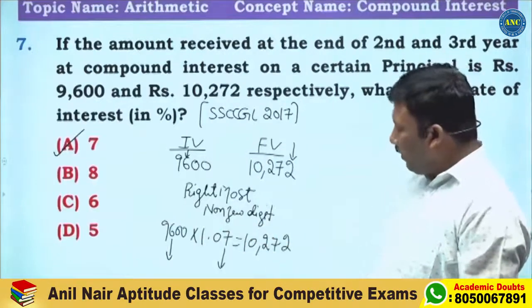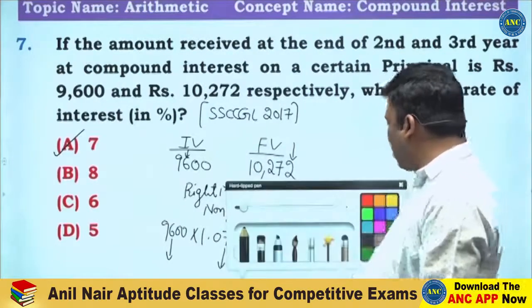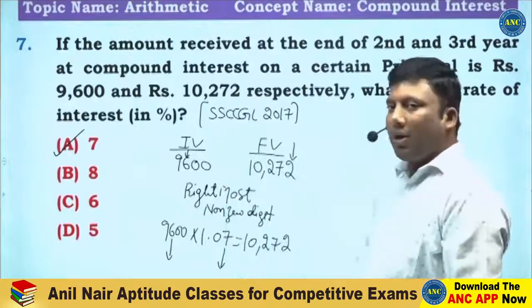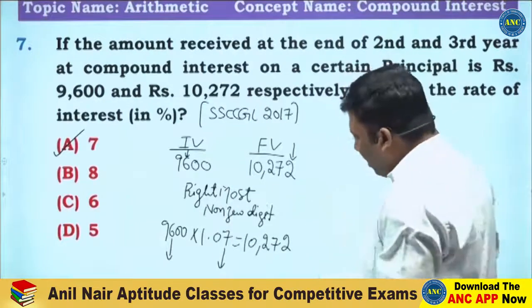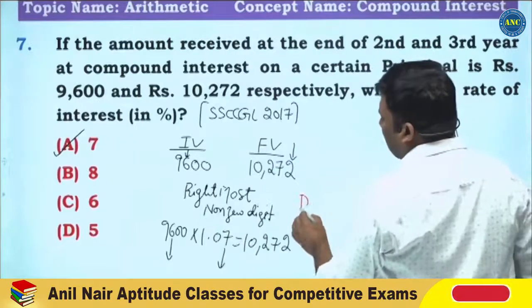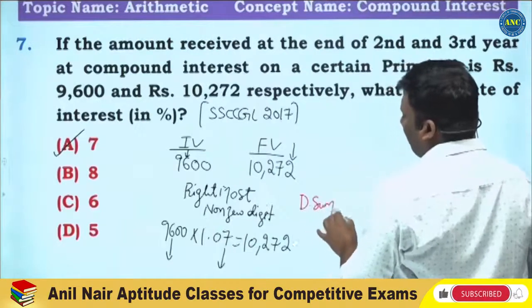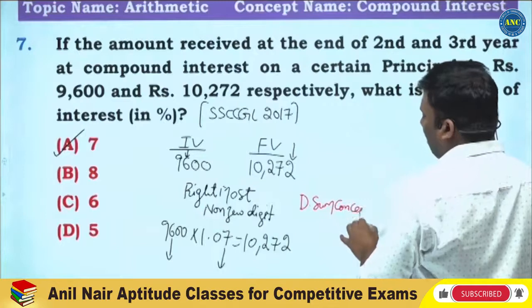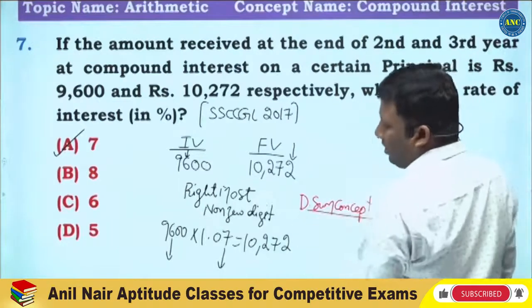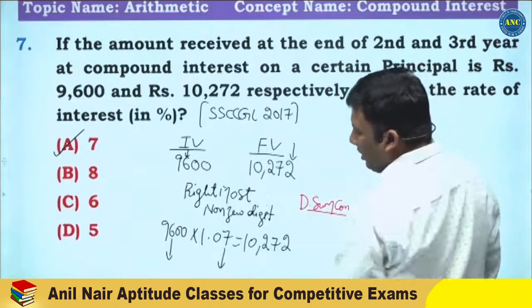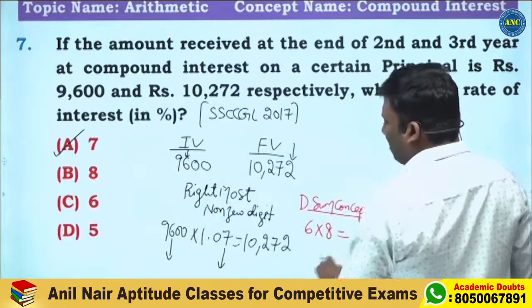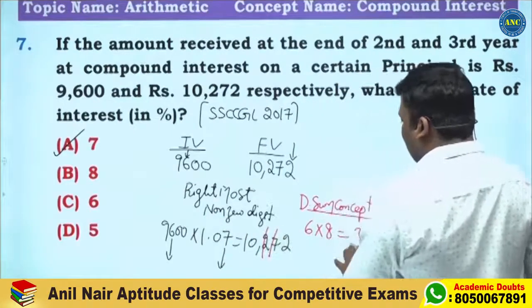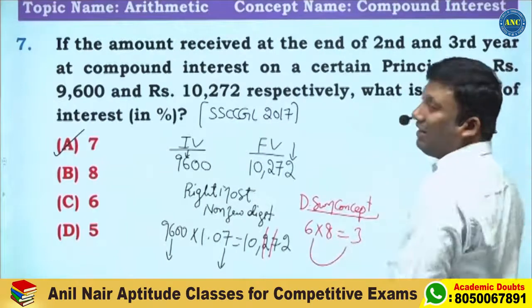I don't know why people take so much time to solve this question when it is a school level problem. 9600 into 1.07. Or you can cross check by using the digital sum concept. What is the digital sum concept? See here, this is 6. 1.07 is 8, and 1 plus 2 is 3. 6 4s are 48.